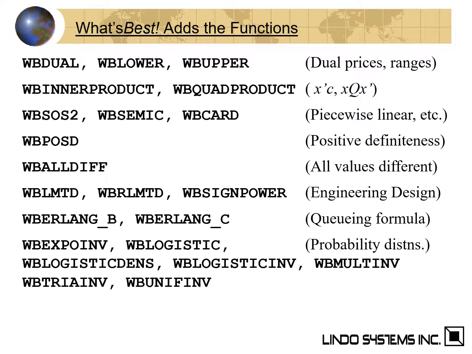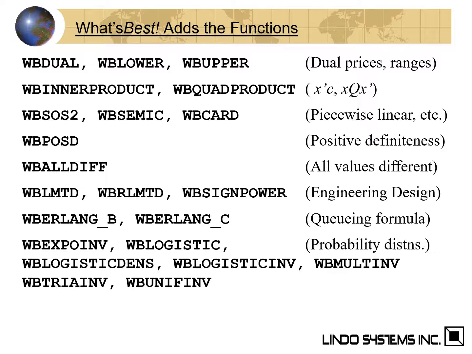If you're doing financial portfolio problems, you want to compute the variance of a portfolio and you want to compute algebraically what is called x Q x prime or x transpose. So we've got a What's Best function, WB quad product, which allows you just very easily, without any jumping through hoops, to do that computation.